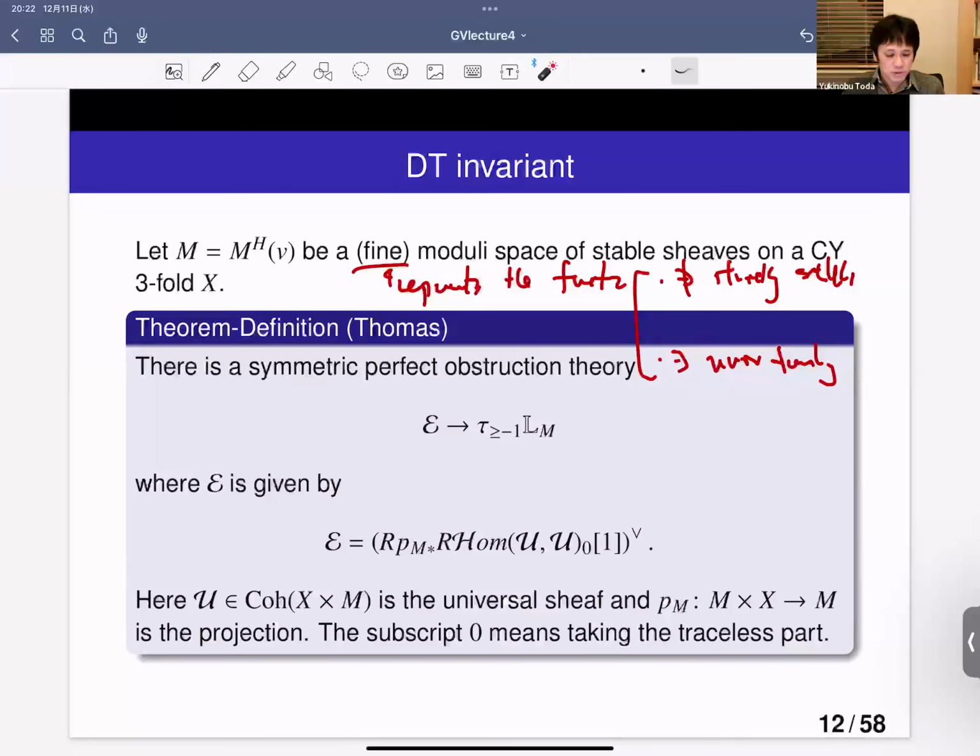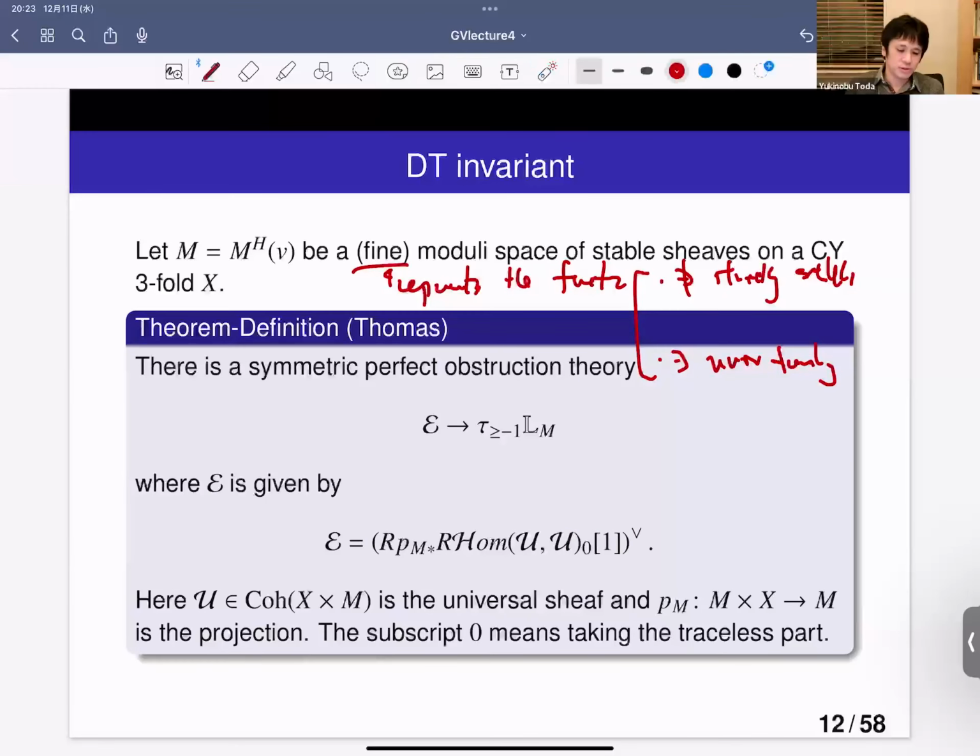So then there is a symmetric perfect obstruction theory on this moduli space M, which is explicitly constructed in this way. Here U is a universal sheaf, and I take RHom in the derived category, then take push forward to M, shift by one, and take dual. And the zero means taking the traceless part.